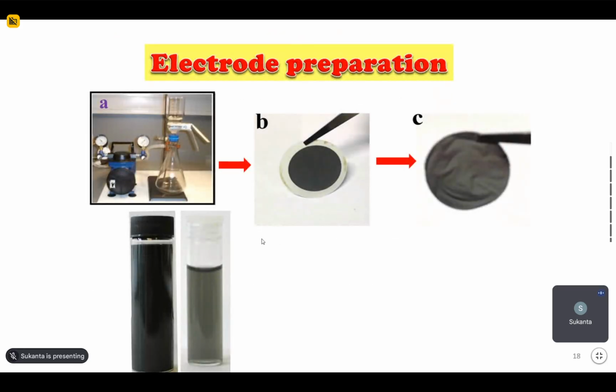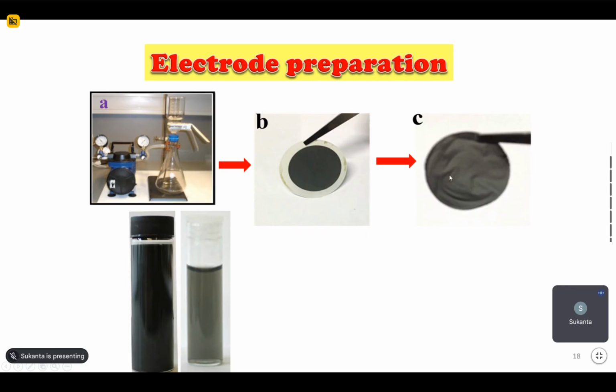When we have the dispersion, we can prepare, at lab scale, the freestanding film using vacuum filtration. Here's the vacuum filtration setup. We can change the thickness by changing the amount of dispersion we are filtering, and we get the film on top of the filter paper. We can peel it off and we can get this type of freestanding film.